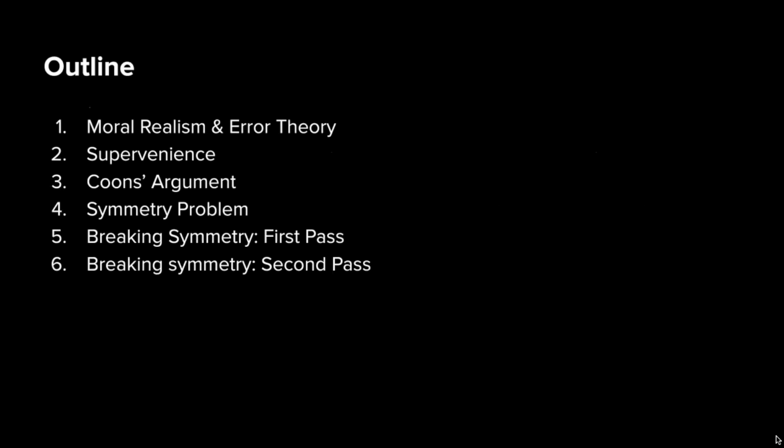So here's an outline for the rest of this video. First, we're going to be looking at moral realism and moral error theory, or just error theory for short. Secondly, we're going to be briefly covering what supervenience is, because it plays a role in the argument that we're going to be looking at. Thirdly, we're going to be looking at a philosopher named Christopher Coons, one of his arguments. Fourth, we're going to look at a problem afflicting Coons's argument, and then we're going to look at two different motivations that Coons gives in order to avert that problem. And we're going to evaluate whether or not they do succeed in averting that problem.